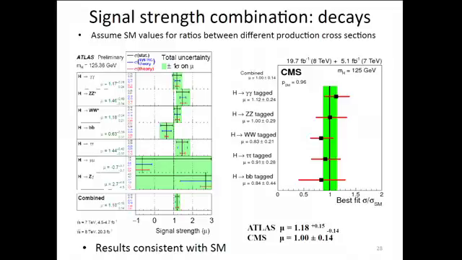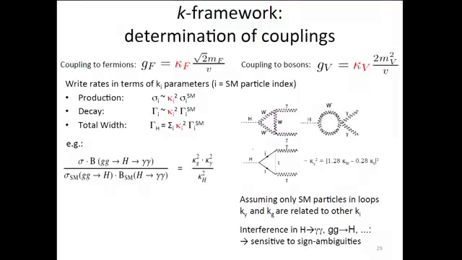So in this case of ATLAS, you have the signal strength for the different decay channels. So this is the combination in which you look at the decays. So you see all this is compatible with the standard model. If you do an overall combined mu, you get this that is very close to 1 from both experiments.